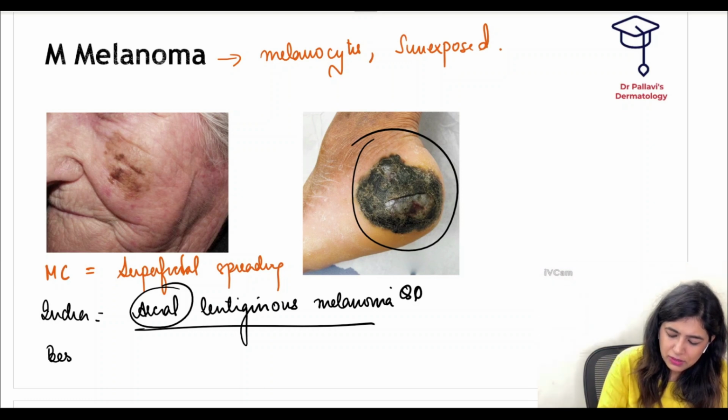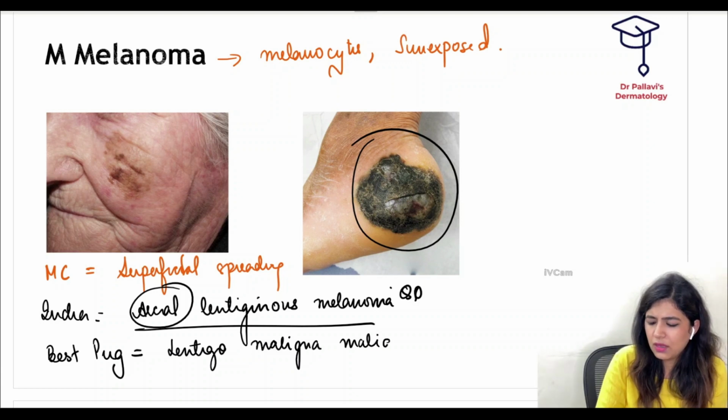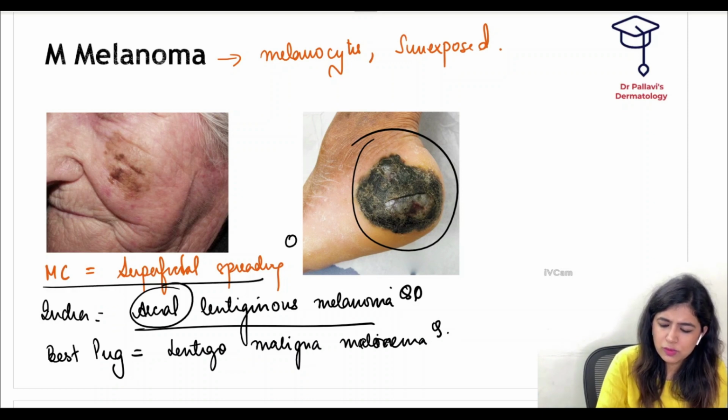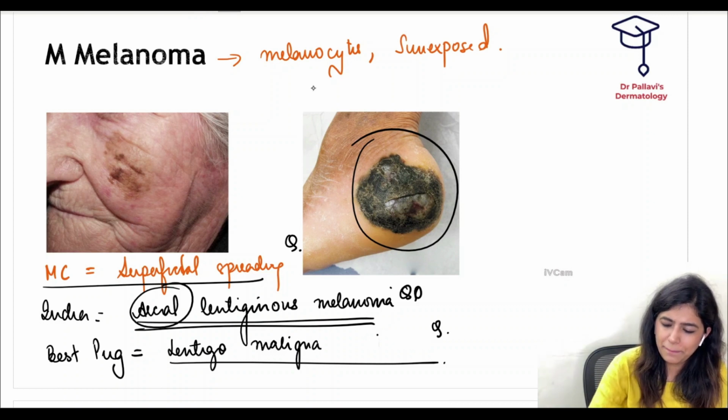The best prognosis is for lentigo maligna melanoma. See, these are all one-liners. Don't try to even understand what they all mean. Most common world over, superficial spreading. India, acral lentiginous. Best prognosis, lentigo maligna melanoma.